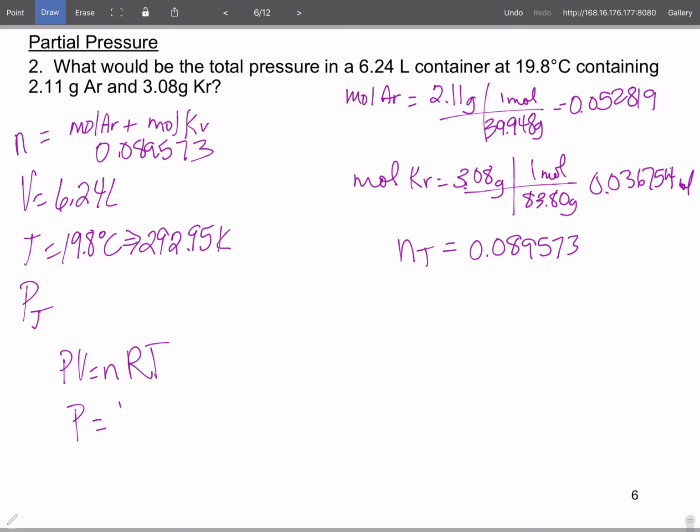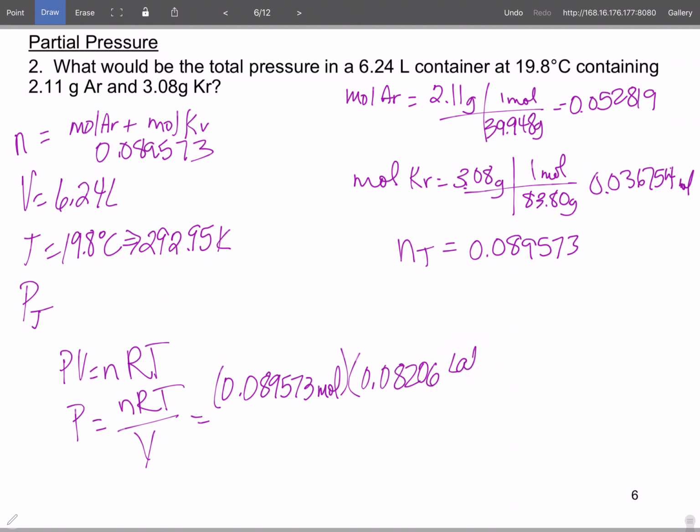So pressure is equal to nRT over V. n is the total moles, which is 0.089573 moles. R is 0.08206 liter atmospheres per mole K. I will give you this value, but if you haven't figured it out, you pretty much have it memorized already. Times 292.95 K divided by my volume, which is 6.24 liters. So I do my math, and again, I'm canceling my units.